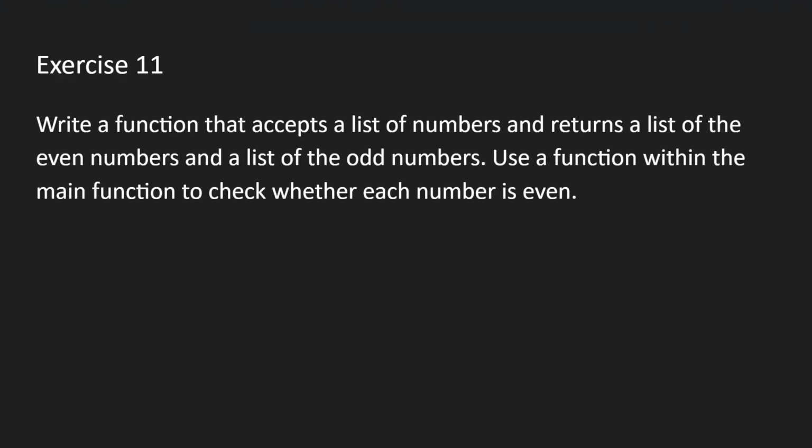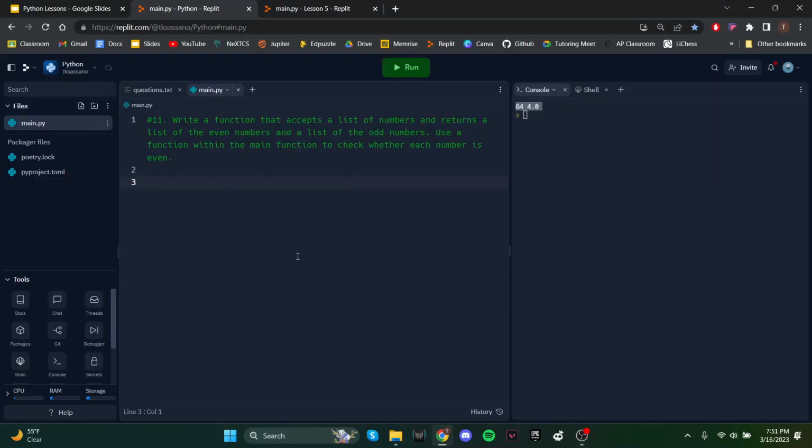Write a function that accepts a list of numbers and returns a list of the even numbers and a list of the odd numbers. Use a function within the main function to check whether each number is even. First, let's just create the function to check if the number is even. So define is even. This will just take a num. And we'll just return the result of a boolean. So return num mod 2 equals 0.